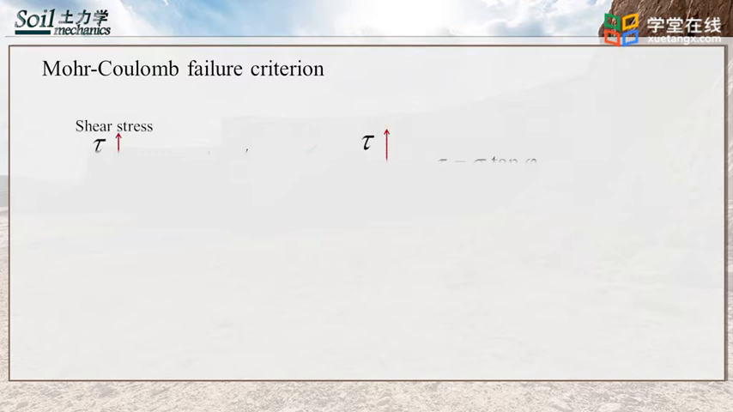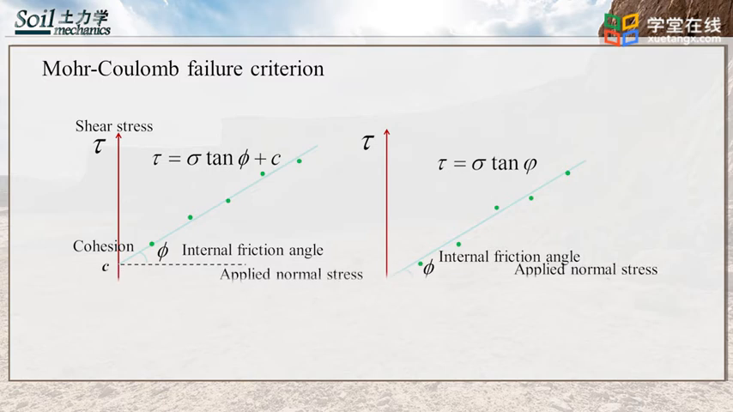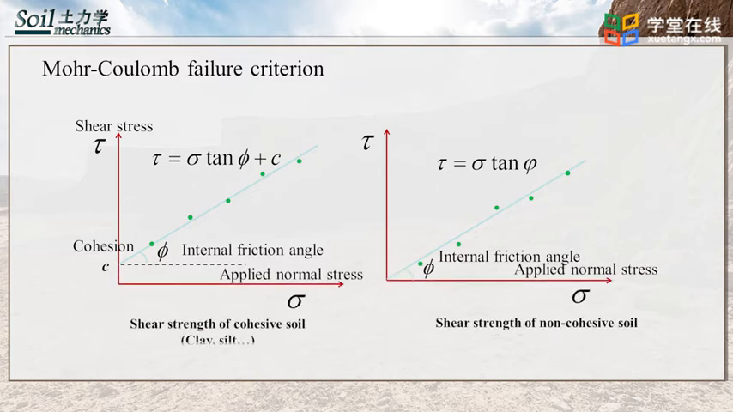The two figures show the relation between shear stress and normal stress for cohesive soil such as clay and silt, and non-cohesive soil such as sand and gravel. Green dots in the figures show individual test results. When the test number is large enough, we can fit the dots with a function, which is a linear function in this case. In the first figure, we can see the shear stress equals sigma multiply tangent phi plus c, in which sigma is the stress applied in the vertical direction, phi is the internal friction angle, c is the cohesion.